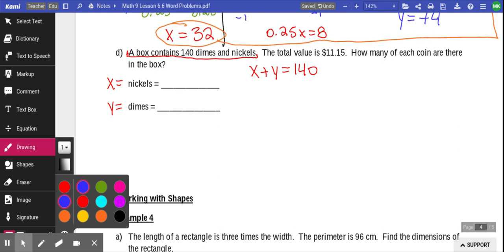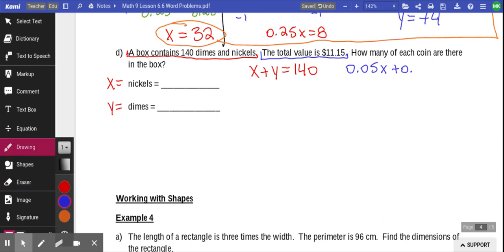The second sentence, the total is $11.15. We've done these totals a few times now. So that means if I do 0.05 times the number of nickels plus 0.1 times the number of dimes, which is y, it should equal $11.15.